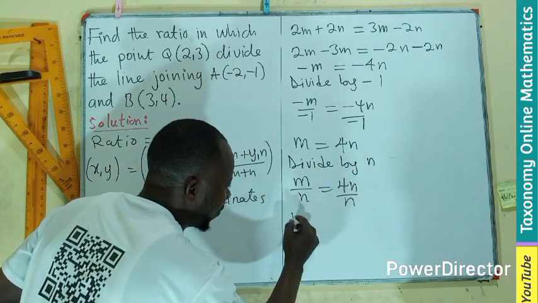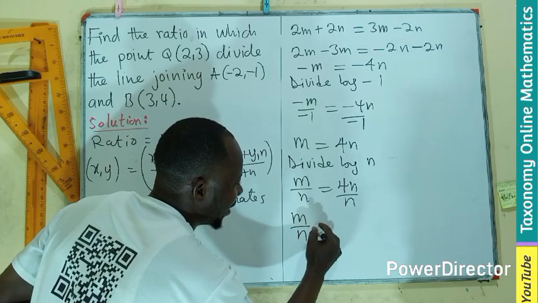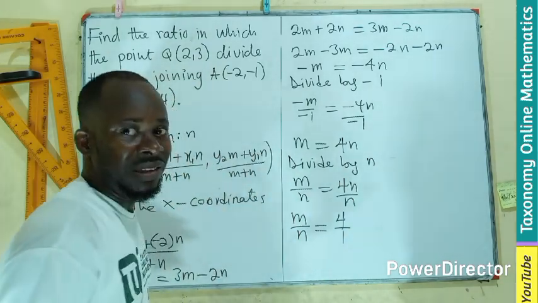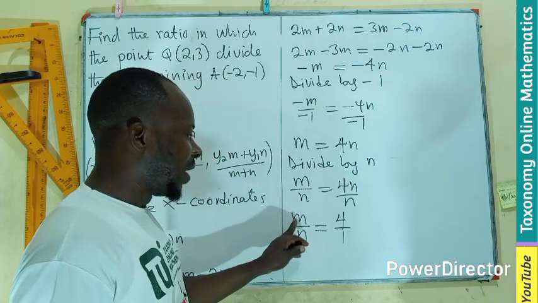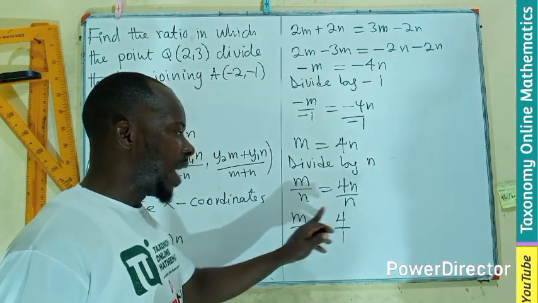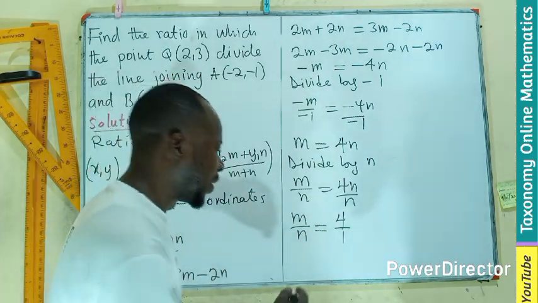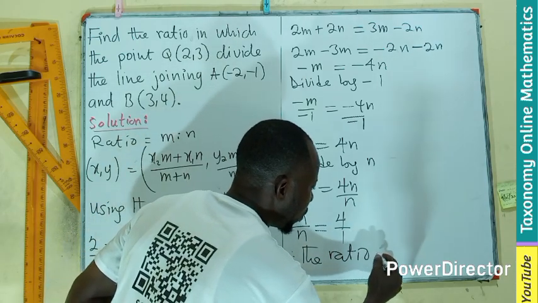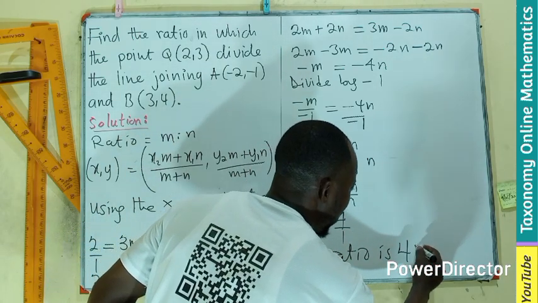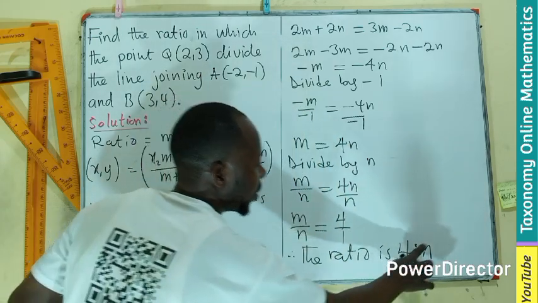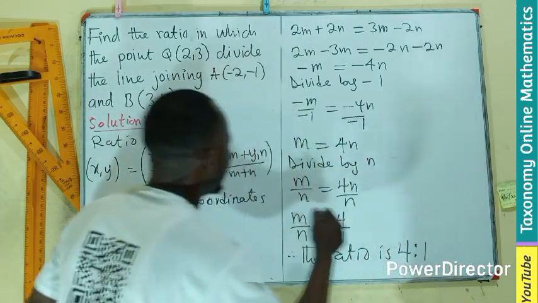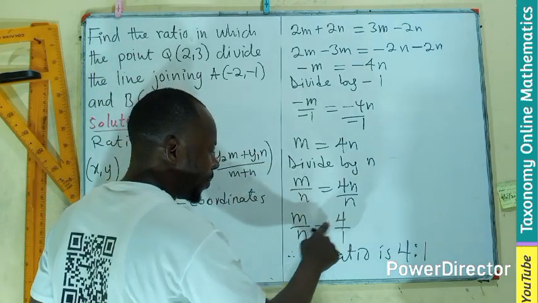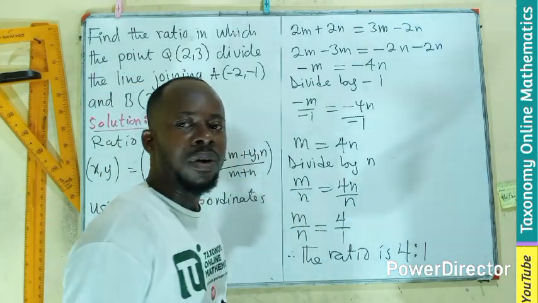That means I have m over n equals 4 divided by 1. The n will cancel itself, remainder 1. So you can see this is giving you the value of m to be 4, n to be 1. So therefore, the ratio is going to be 4 is to 1. Look at this here. m is to n. That will be 4 is to 1.